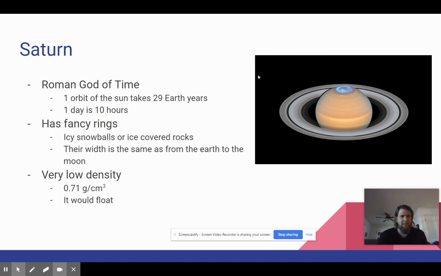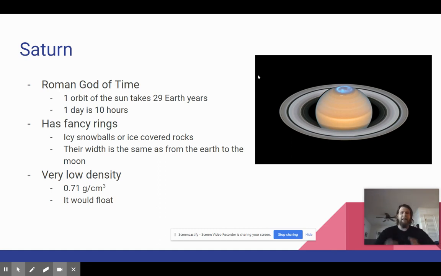And so it has all those fancy rings, which are essentially icy snowballs or ice-covered rocks that are just sort of caught up in the gravity, but have not coalesced to form anything bigger. So their width is the same as from the Earth to the moon. So the distance from the Earth to the moon is the same as the distance from some of these bands of rings on Saturn. Now, I'm jumping over my words here. Pump the brakes for a second.